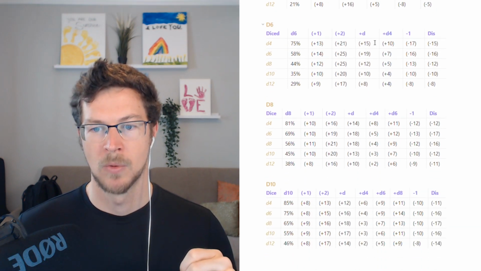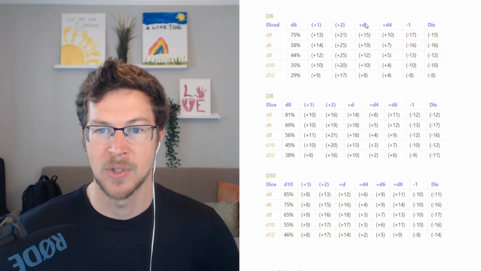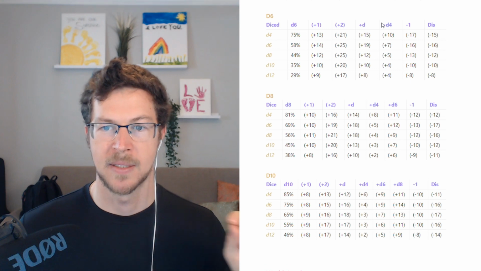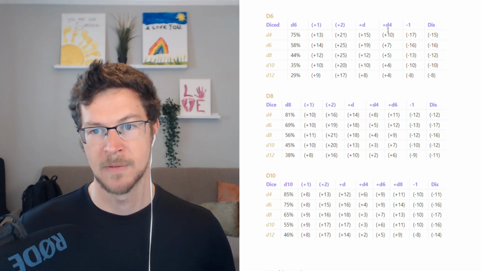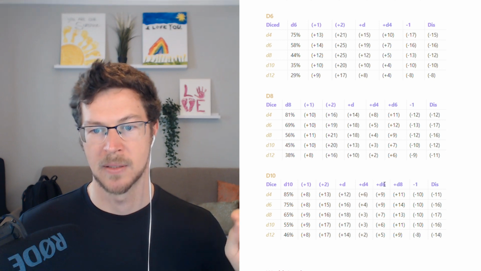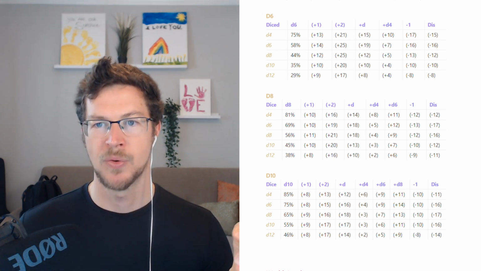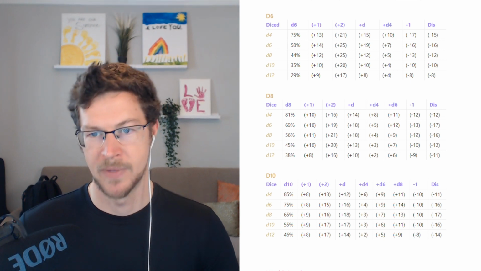Now, when we get higher with these other dice, what I've added is the plus D, which means you're adding the same dice as what that dice is. And then you have a plus D4. And then down here, it's plus D4 or plus D6. And then here, plus D4, plus D6, plus D8, because this is a D10. So it's showing you what happens when you add different levels of dice.